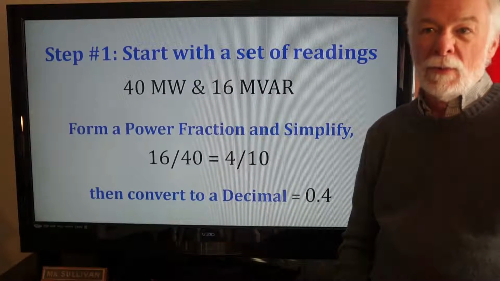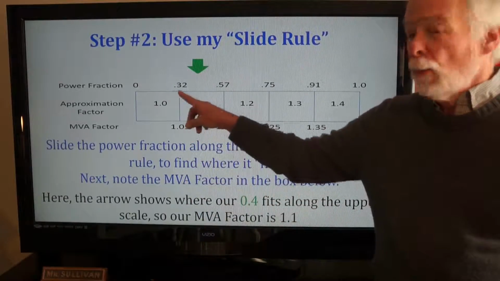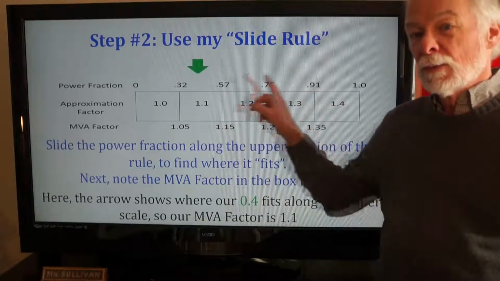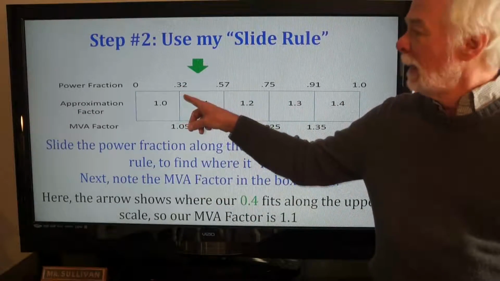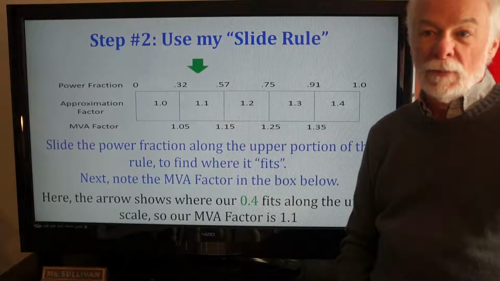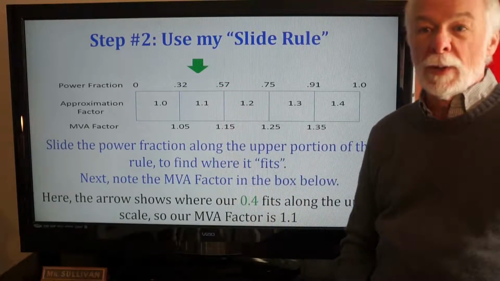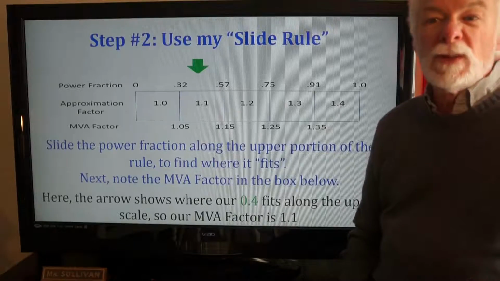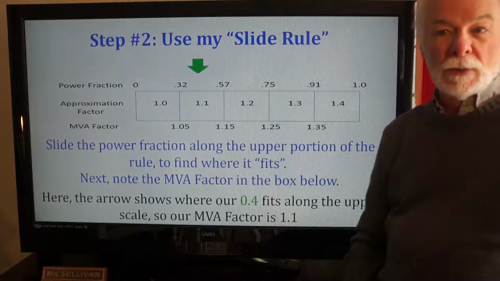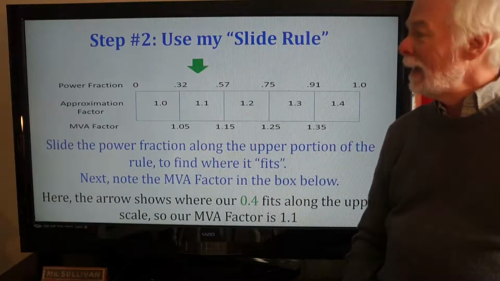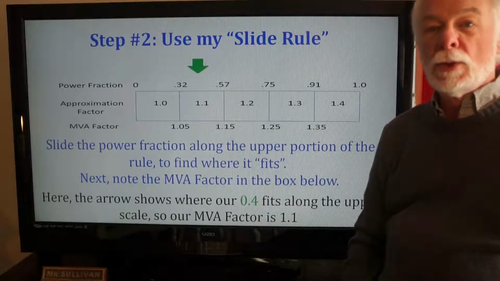The next step will be to slide that decimal along the upper portion of the slide rule from left to right, starting at 0. In this case, we'll get past 0.32 and about halfway to 0.57. We find that's where our 0.4 belongs, as is shown by the green arrow. Once we've done this, we now look on this lower scale below the green arrow and read what our approximation factor is. And in this case, it's 1.1. We'll use this in our next step.